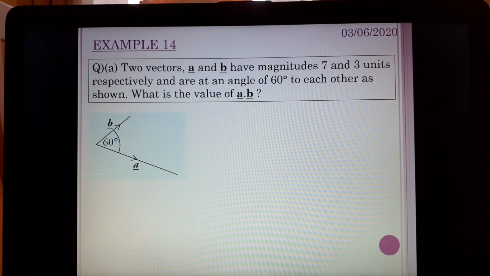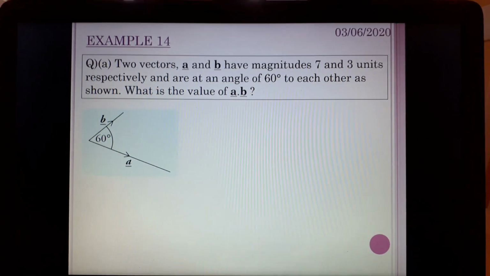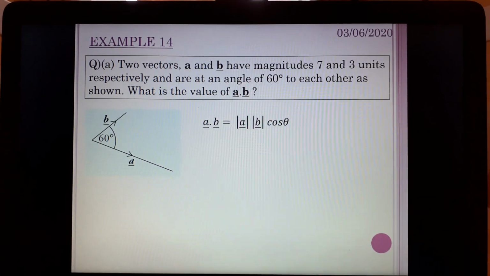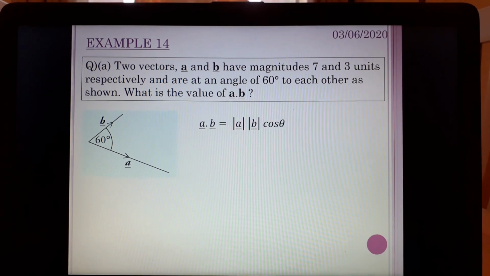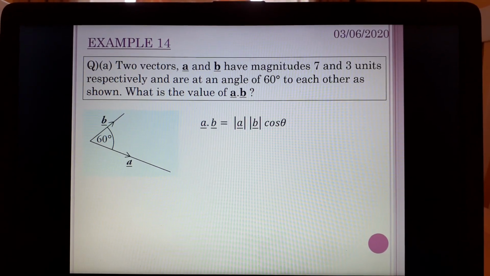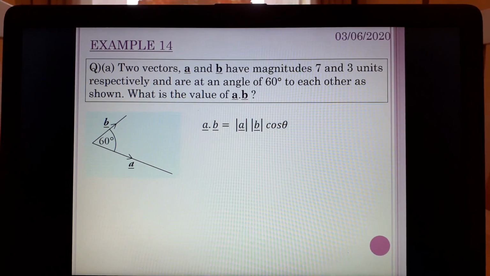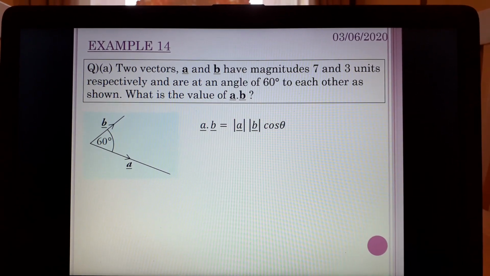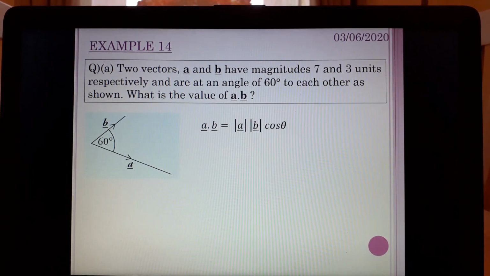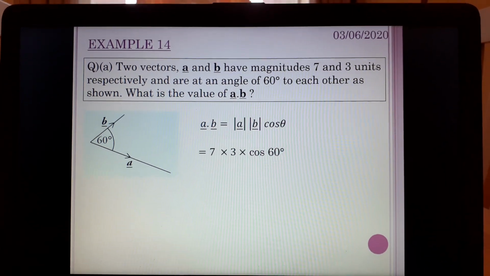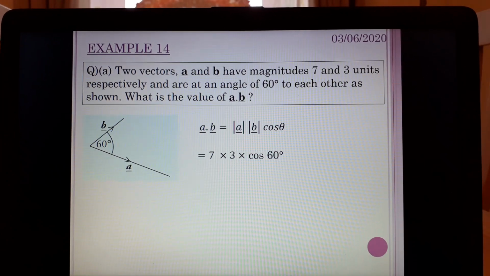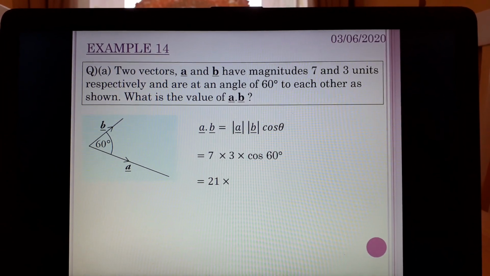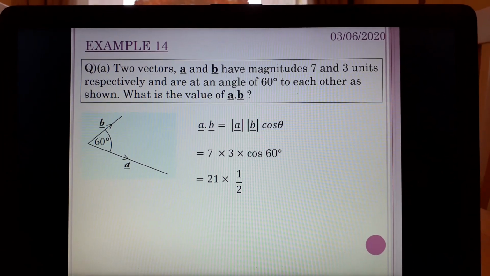So very simply, we're going to use the formula that we've been given. This formula, once again, is on the formula list. So the scalar product A dot B is equal to the magnitude of A, and we've been given the magnitude of A, times the magnitude of B, and we've been given the angle. So it's just a matter of substituting it in. 7 times 3 times the cos of 60. 7 times 3 is 21. Cos of 60 is 1/2.